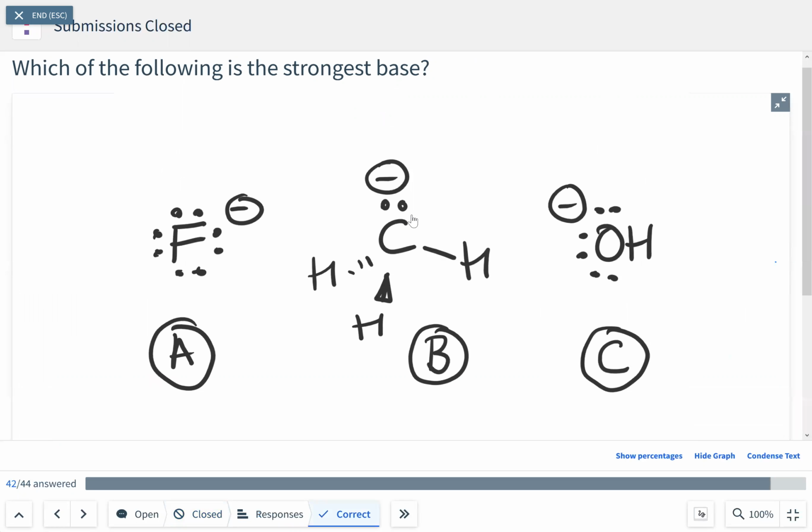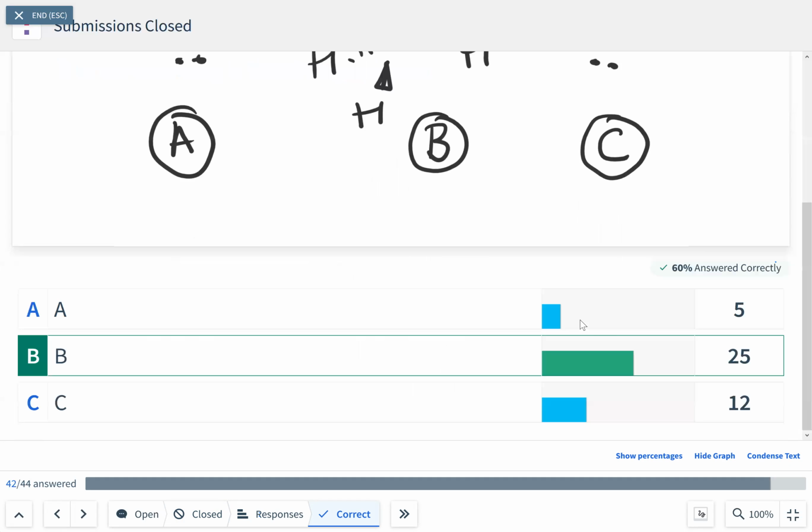It is the least electronegative, so it's least able to stabilize that negative charge, which would make it the strongest base. Fluoride can stabilize that negative charge through electronegativity, and so can the oxygen of hydroxide. So this would be the conjugate acid to this base. This one would be exceedingly weak. This was relatively strong. This one is somewhere in the middle. So B is the correct answer. Good.